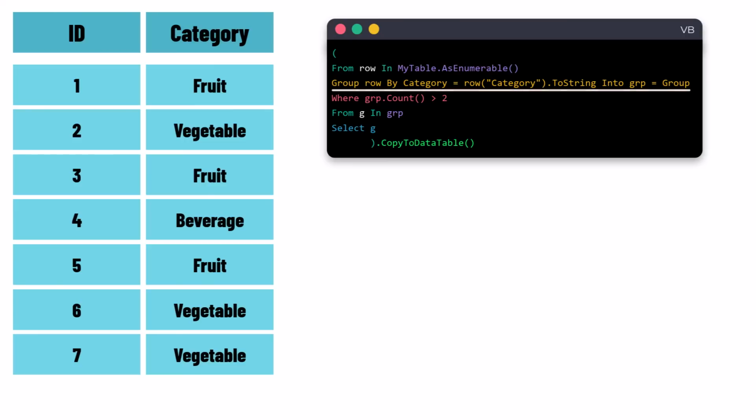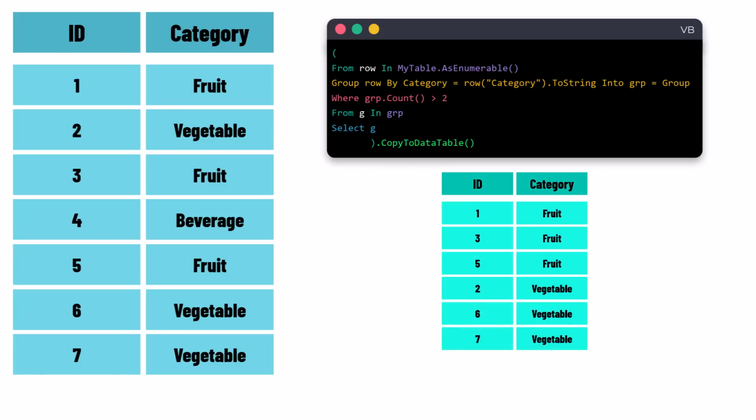First, we group the rows based on the category. We then apply a filter using the Where clause. In this step, the Count method comes into play to check the number of elements in each group. Next, we iterate over the rows in each qualifying group with a second From clause. The Select clause is then used to pick the rows from the groups that meet our criteria. Finally, we use CopyToDataTable to transform our query results back into a data table. This process demonstrates a sophisticated use of the Count method, where it's integral to filtering and shaping our data within a LINQ query.